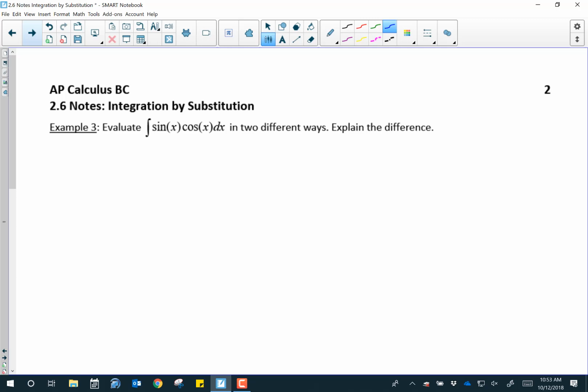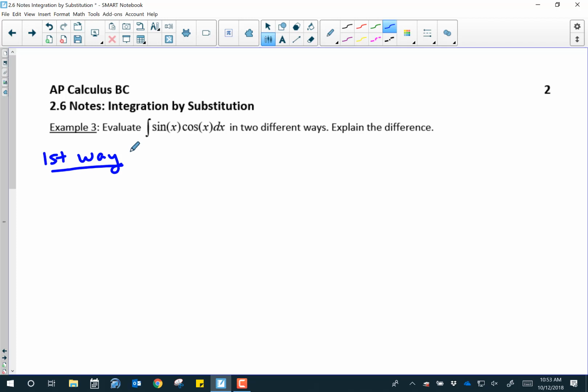Because sine and cosine are basically derivatives of each other, right? Does that make sense? Derivative of sine is cosine, derivative of cosine is negative sine. So your u actually can be either sine or cosine in this one. So we're going to do both ways. Let's try the first way.